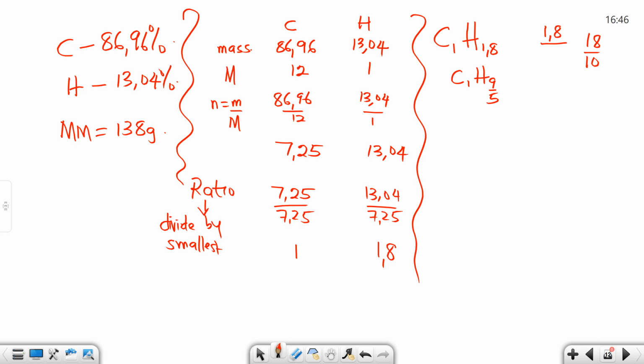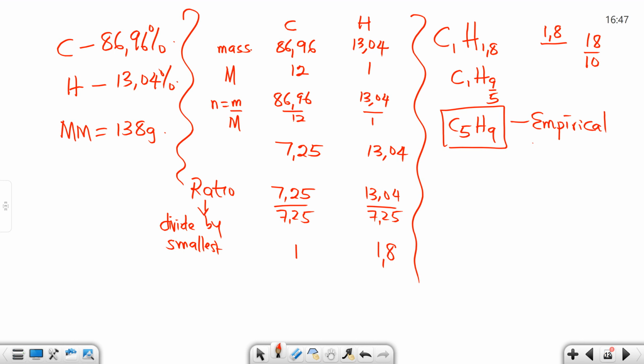Is that fine? Now, we need to change all of this into whole numbers. Multiply both by 5. What do you have? C5, H9. That's my molecular formula. No, sorry, that's my empirical formula. Why? It is a ratio.